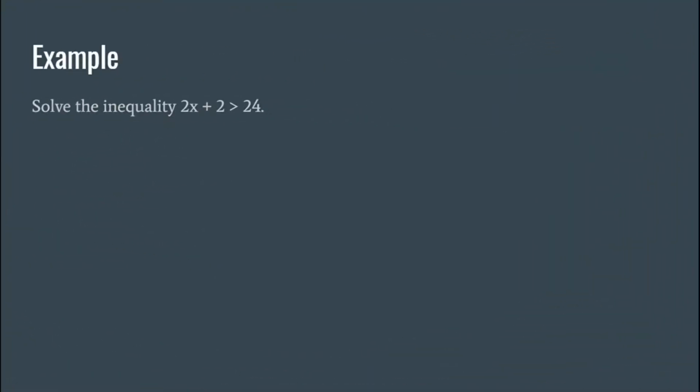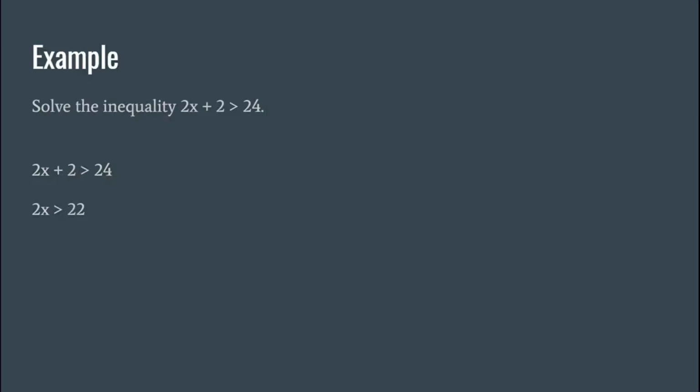We're going to solve the inequality 2x plus 2 is greater than 24. Just remember, when you're doing inequalities, you've got to graph them too. But first let's solve. The first step was to combine any like terms on either side of the inequality symbol, which we don't have any. The next step is to isolate the variable on one side of the inequality. Since all of the x's are already on this side, I'm going to move this away from the x's by subtracting 2 from both sides of the inequality symbol. It gives me this.